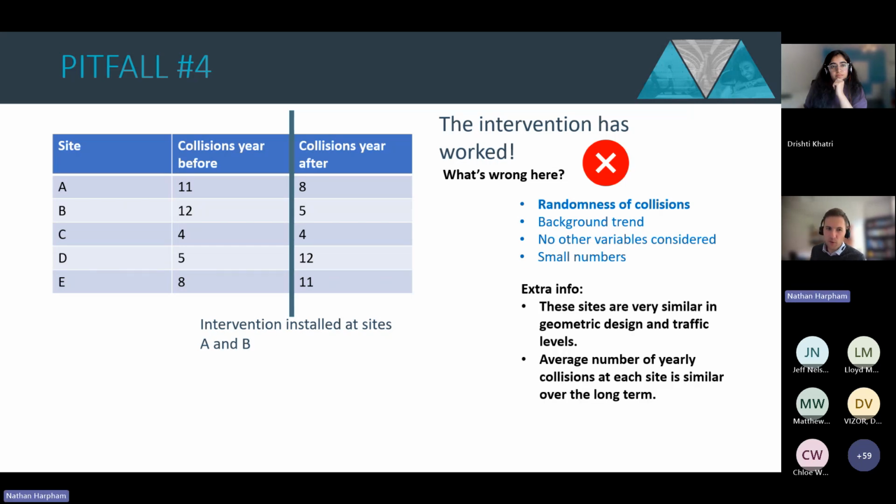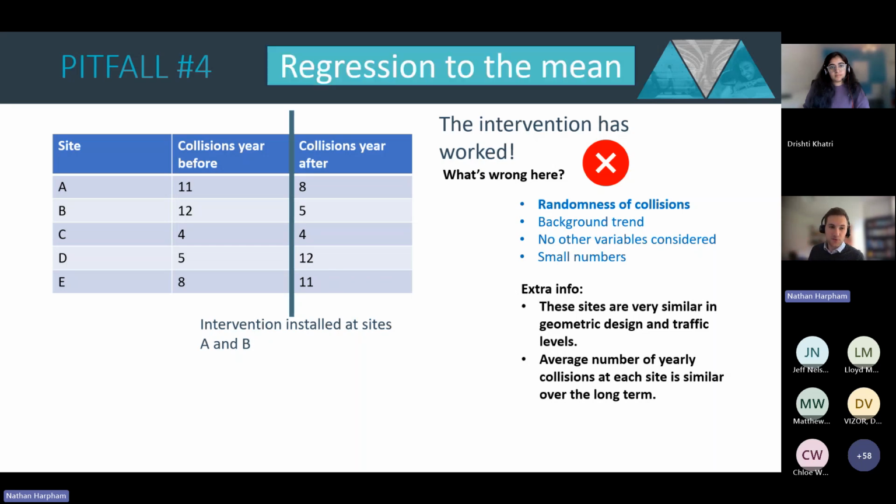So yeah, what if I gave you some extra info about this and I said, actually, all of these sites, A, B, C, D, and E, they're very similar in geometric design and traffic levels. So they've been picked as a kind of set, and we've looked at them as a set and said which of these are maybe the most dangerous. And also, if you look at the average number of yearly collisions over the long term, then the number of collisions at each site is very similar. It's around about 8 at each site. So with that extra information, what we've done looks quite dodgy.